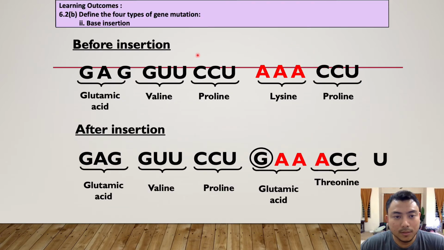Okay, so this one we see this is before insertion and this is after insertion. So we have here CCU, AAA, CCU again here. So after the insertion of G nucleotide after U, what happened is that after CCU now become GAA and ACC, and this U has been jumped onto the next codon frame. So there's frame shift mutation that occurs here, caused by base insertion.